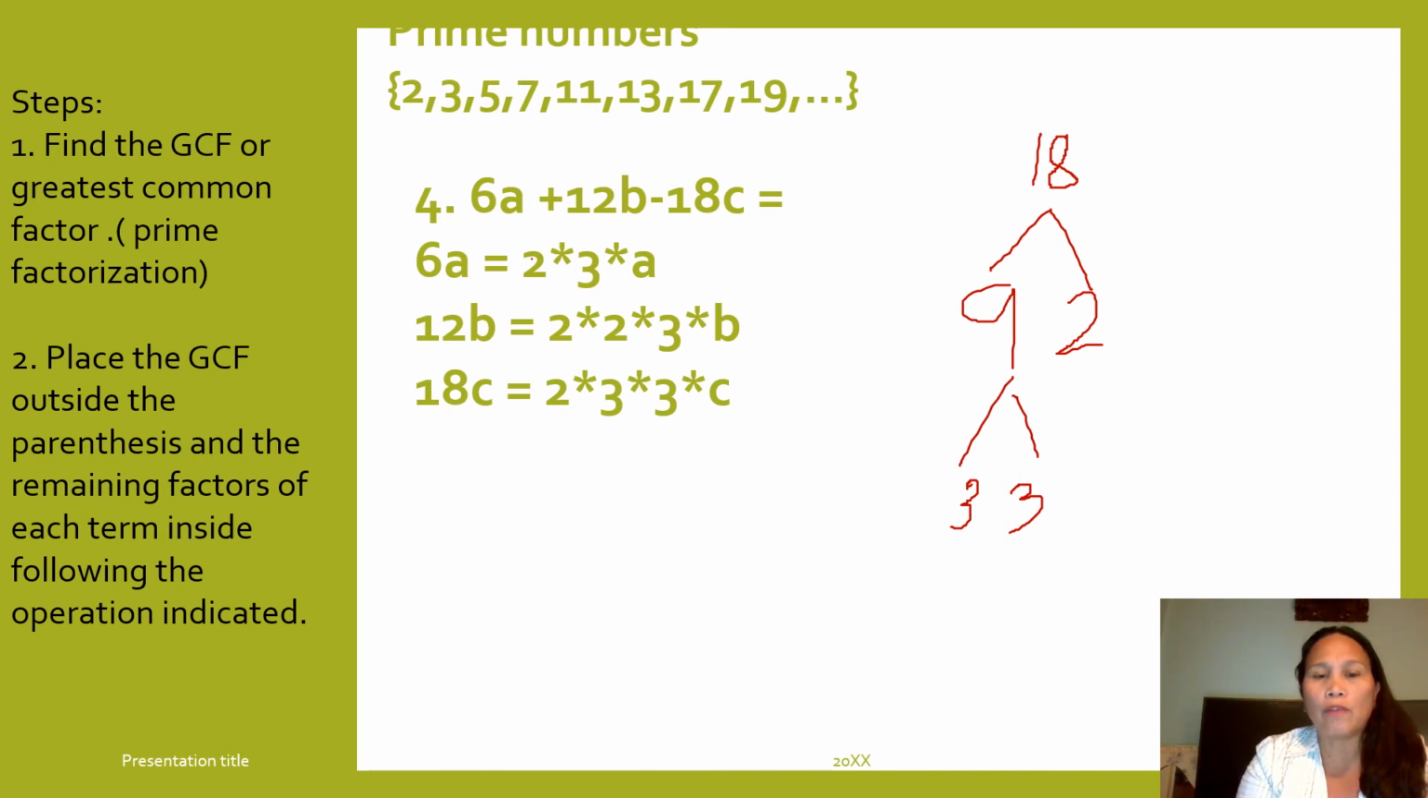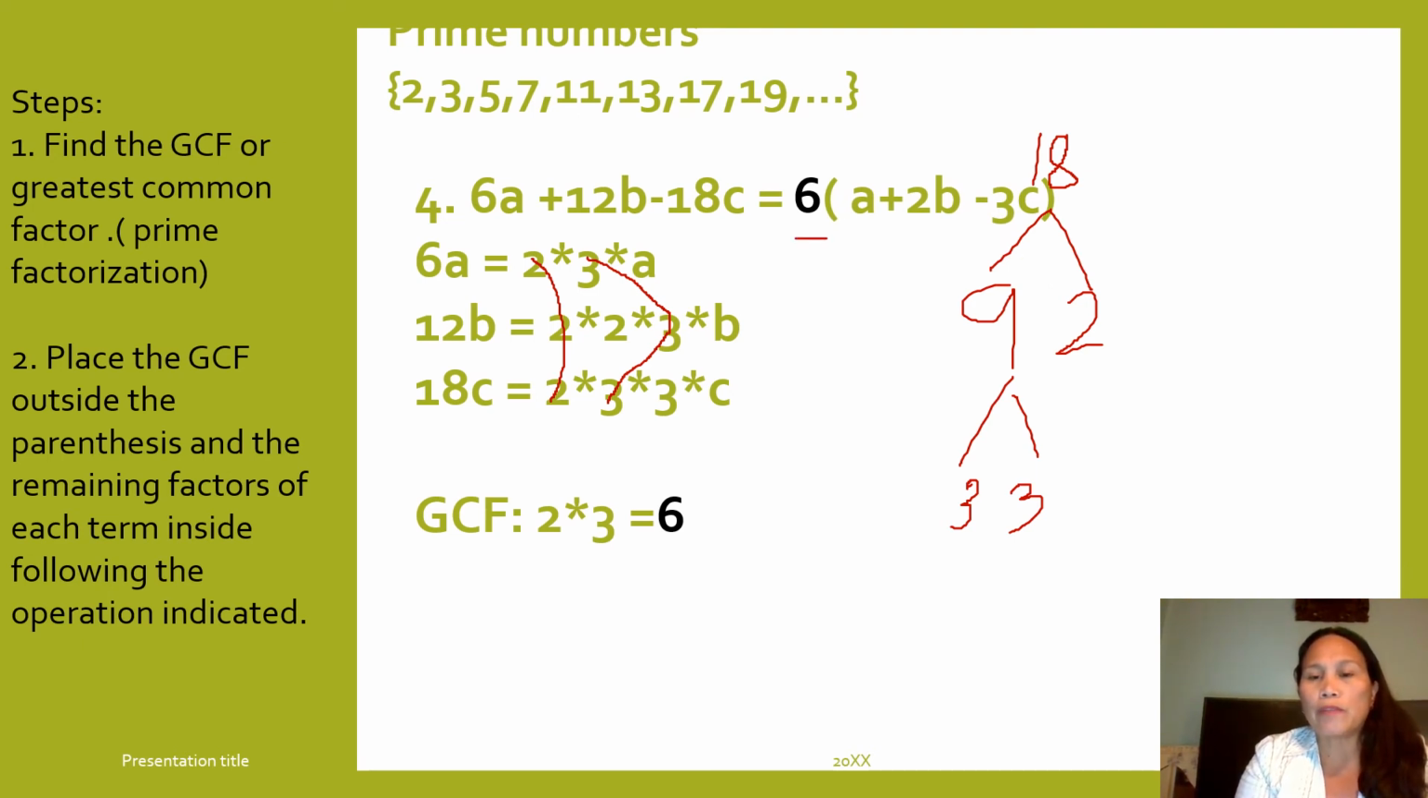Okay, so look for the common factors. We have one set of 2, one set of 3. So that's it. So the GCF is 2 times 3, and that is 6. And that's now the common factor. And the other factor now is a, which is this one. And 2b, from the second term, we have 2 and b. And then minus, because it's from the given, it's minus. And then 3c, that is the remaining factors from 18c.